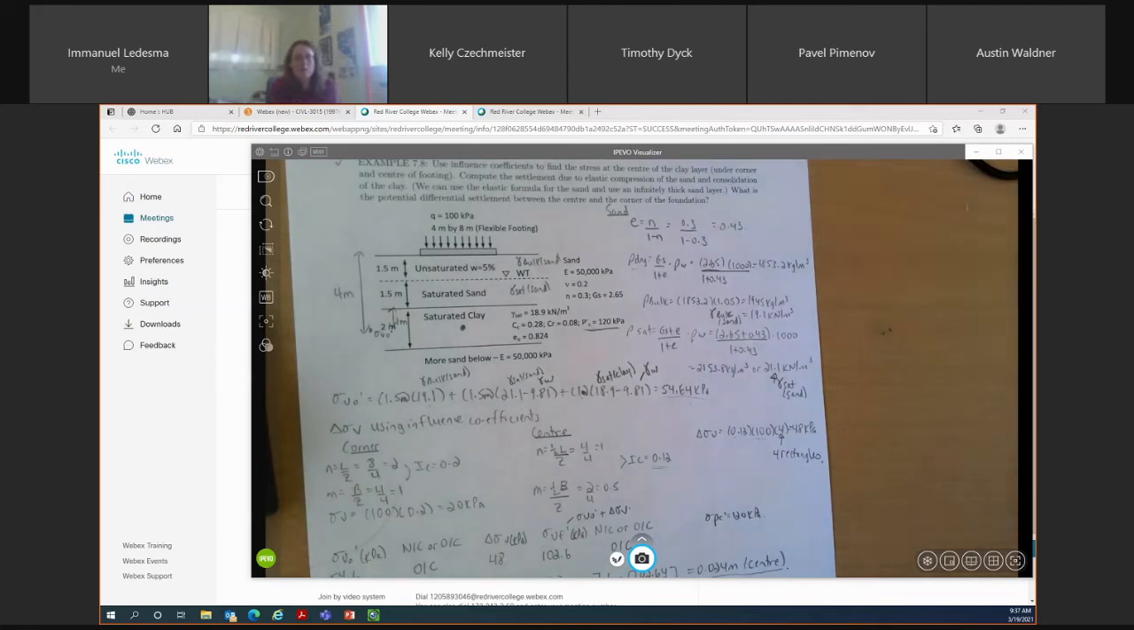Because we are calculating what the average settlement would be. So when we're calculating what the average settlement would be, we take the center of the clay layer. If we took it at the base of the clay layer, we would overestimate what the settlement would be for the clay layer. If we took it at the top of the clay layer, it would be an underestimation. So we take it in the center, so it's a sort of representative average of the entire clay layer.